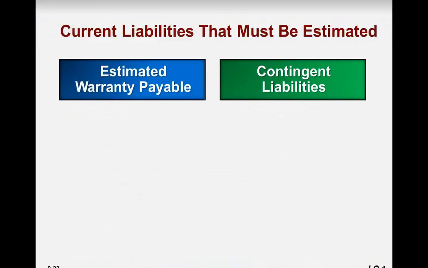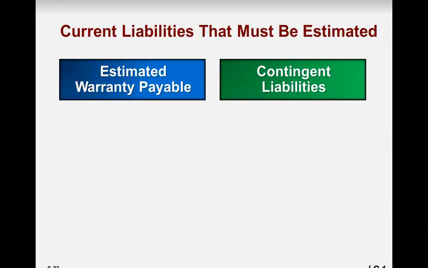Another current liability that we must estimate is a warranty expense. Remember, we have estimated several different expenses up to this time. We estimated our bad debt expense. We estimate our depreciation expense. Those are estimates, and they're offset on the financial statements with those estimates. So when we have an estimated warranty payable, it is a contingent liability.